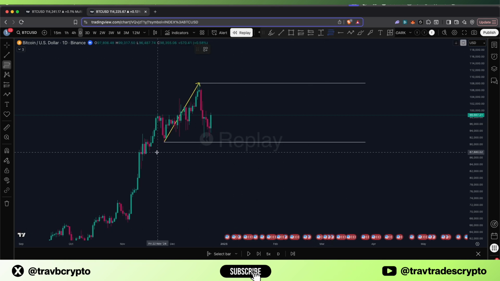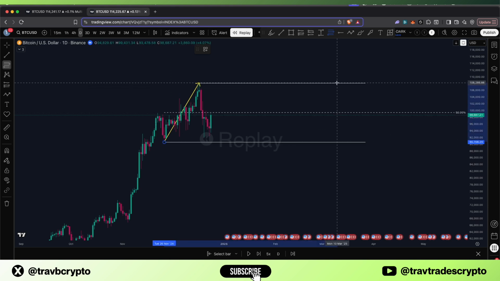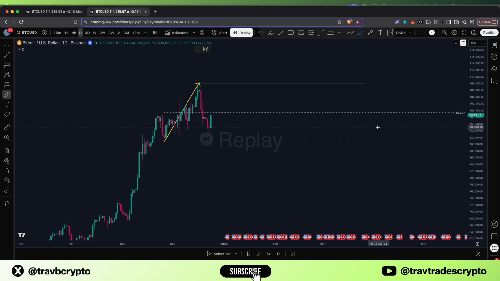Now, let's just go and draw a fib tool straight there. And remember, we talked about the concept of premium and discount. So if we wanted to be long on this range for positioning, if we thought this was going to expand to the upside, we'd be looking for setups in this lower discount area of the range. Now, if we thought this was going to break down, okay, this range was going to expand to the downside, we'd be looking for our short positioning in the premium area of this range.